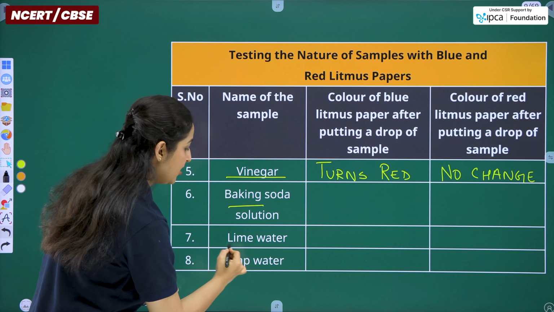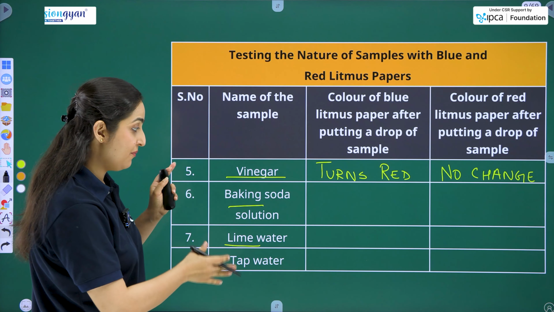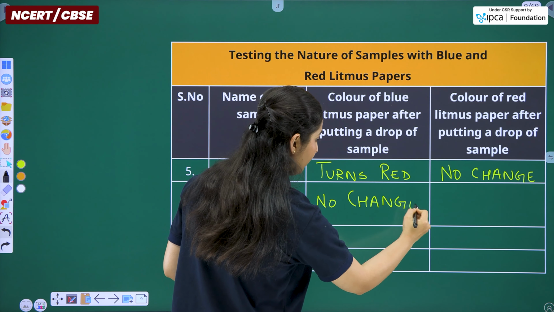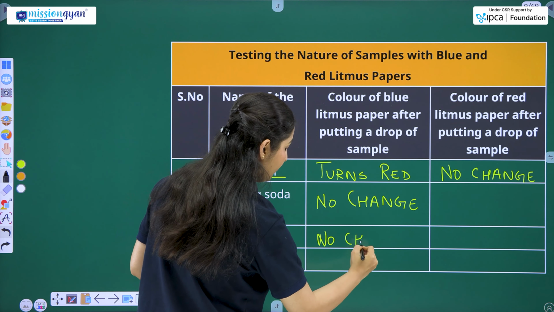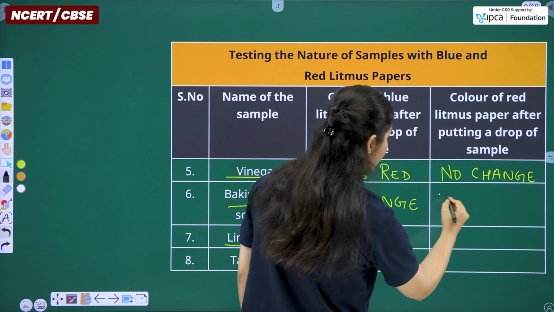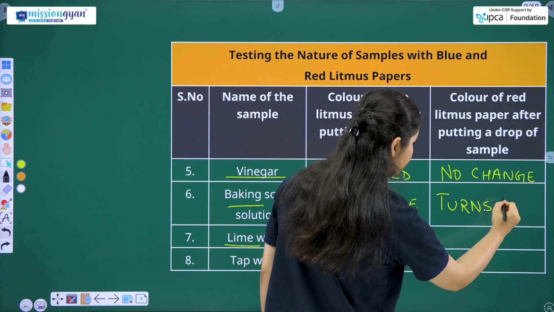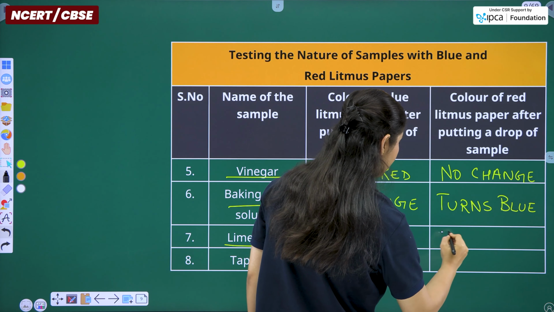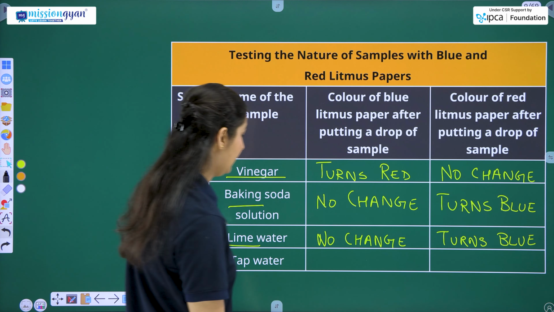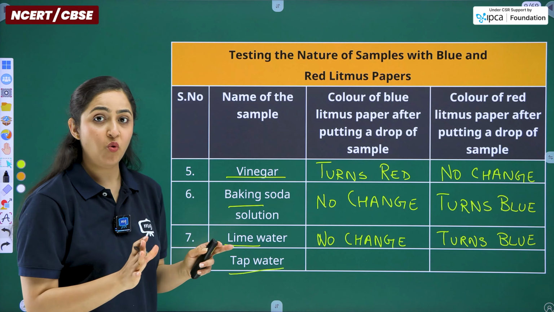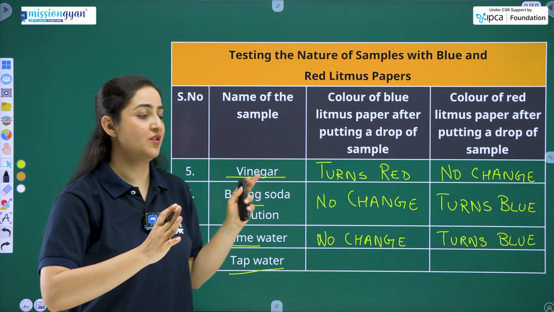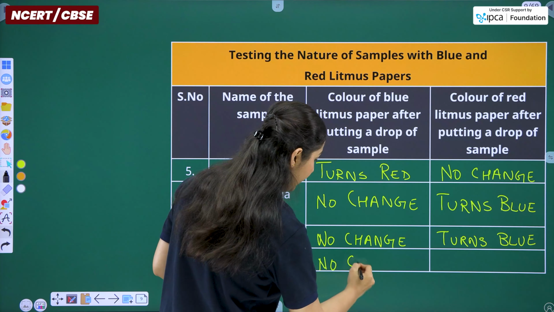Now, students, baking soda solution and lime water, they both gave the same results, okay? No change over here, but it turned red litmus paper into blue. Now the last one, tap water. It neither changed the color of blue litmus paper nor red litmus paper. So there was no change seen in both these.